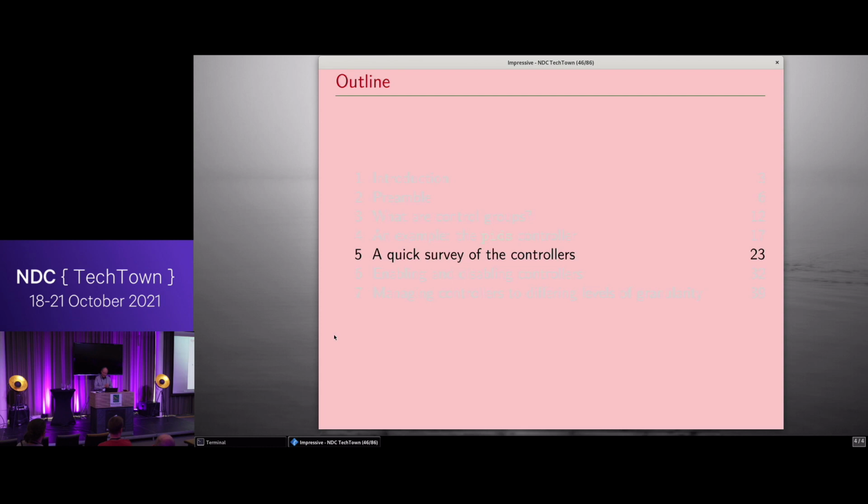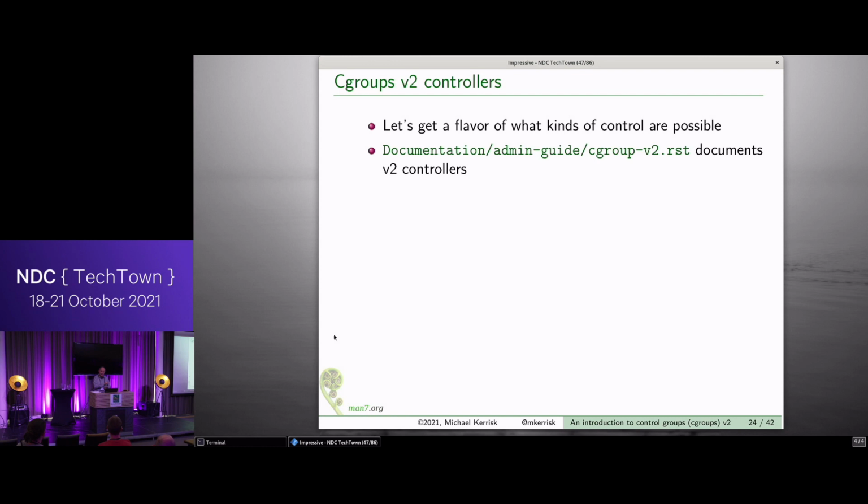Okay, so quickly then to look at what controllers do we have? What sort of things can we control with cgroups? And we've got a few different controllers. There is, by the way, in the kernel source tree, a documentation file that talks about the various controllers. What have we got? We've got a CPU controller.